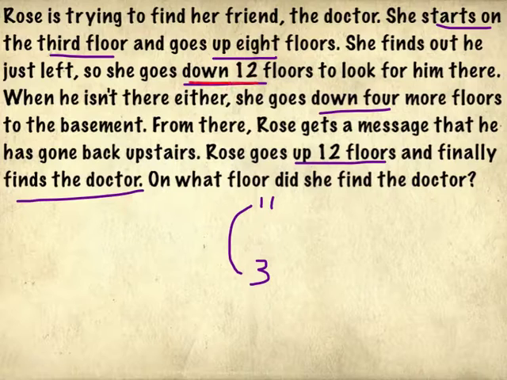So next she's going to go down 12. So she was on 11 and she goes down 12. That's going to put her on floor -1, because 11 minus 12 is -1.